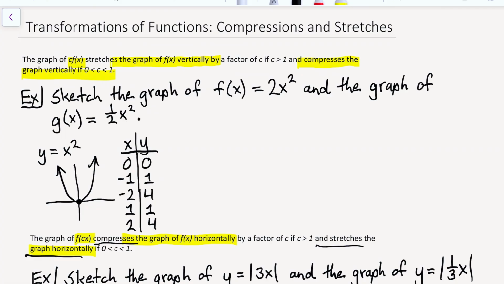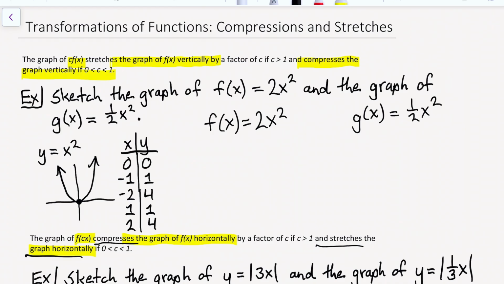Let's say I want to sketch the graph of 2x squared and the graph of 1/2 x squared. So those are both based on the toolkit function y equals x squared, which I've shown here in its general shape, and I've also shown some particular x and y values that belong on the graph of y equals x squared. Let's see how those would change for the functions f of x and g of x.